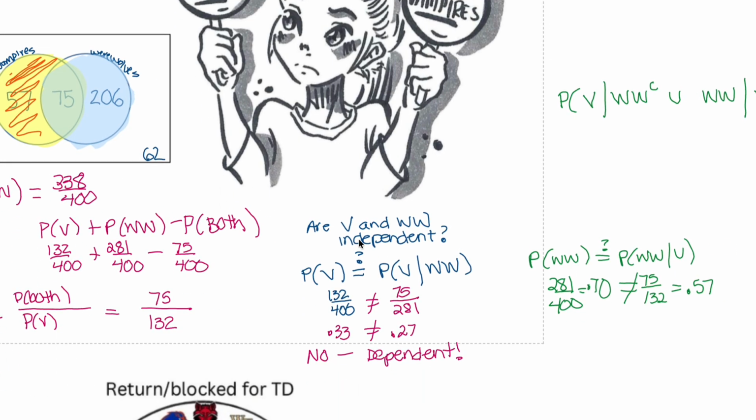Are vampire and werewolves independent of each other? We're going to check if they're independent, then the probability of getting vampire should be equal to the probability of getting vampire given werewolves. After doing all the calculations, we get no, they're not independent, which means they're dependent. Or you can also check whether the probability of werewolves is equal to the probability of werewolves given vampires.